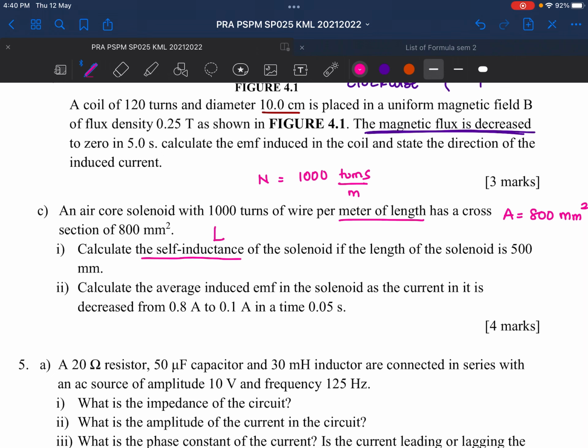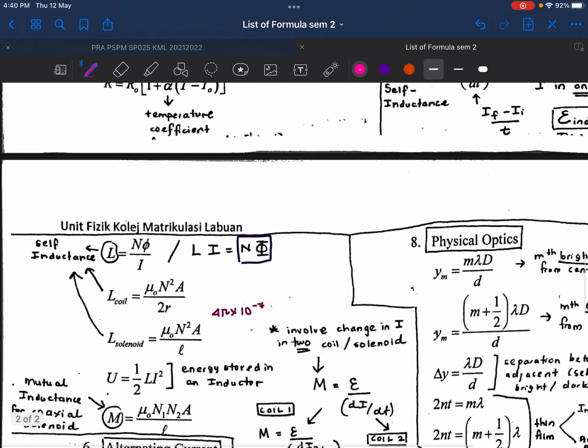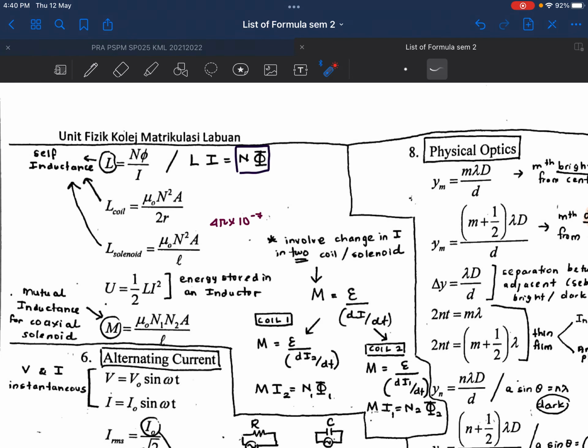self-inductance. So, it wants L, the inductance. Self-inductance L, mutual inductance M of the solenoid if the length of the solenoid is 500 times 10 to the negative 3 meter. Okay. Right. So, how do I do this? How to find the L of a solenoid? I think we have a formula for that. L for a solenoid is this formula: mu naught n square A over L. Mu naught is a constant. You can look at the list of constants: 4 pi times 10 to the power negative 7.